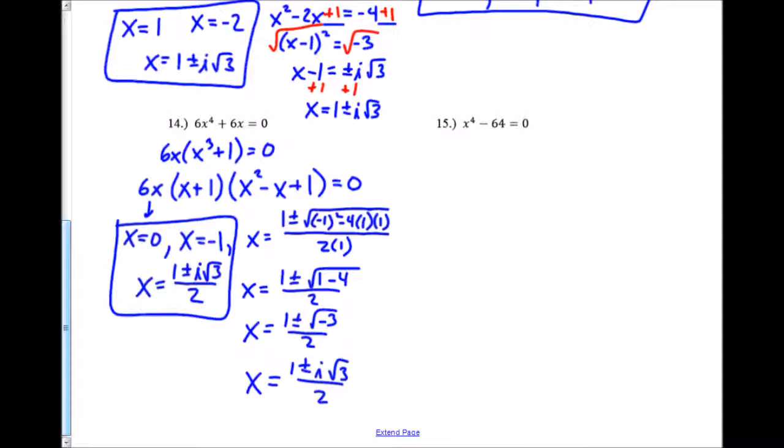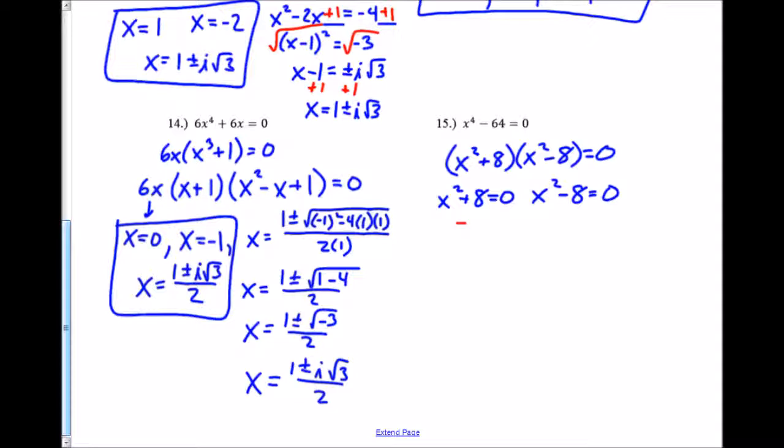The last one, this is a difference of squares. And a difference of squares always factors into conjugates. So this is going to be an x squared plus 8 and an x squared minus 8. And from here, these don't factor any further, and that's OK. I set each factor equal to 0. Just be careful and write out these steps, or you might be prone to make a mistake here.